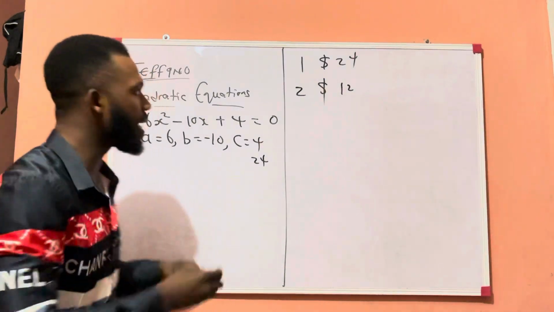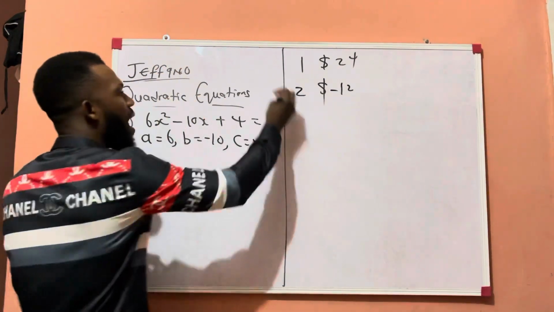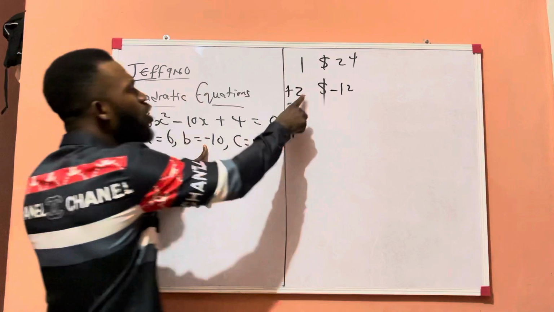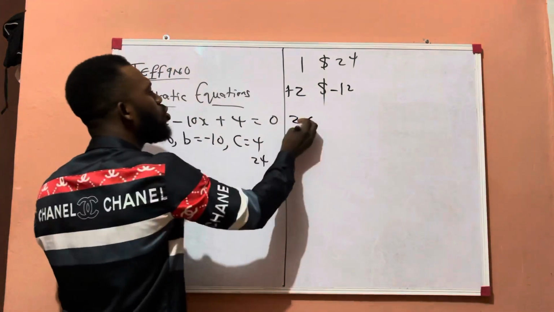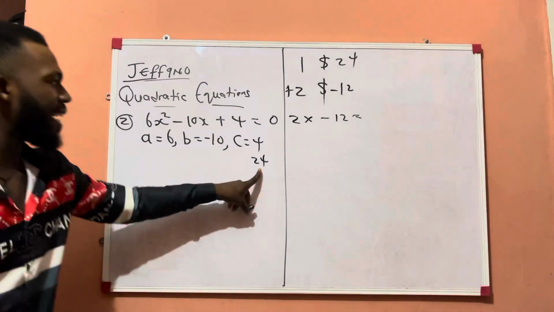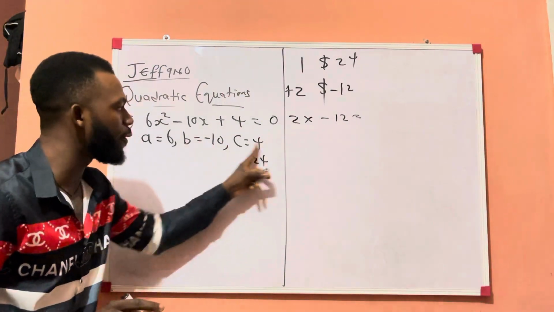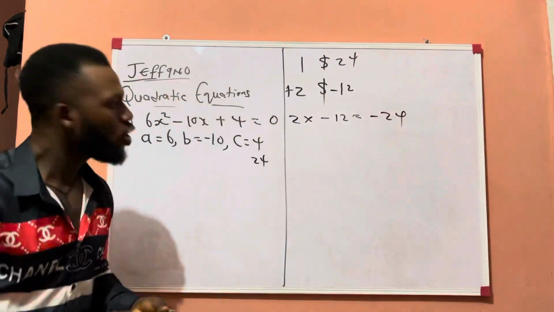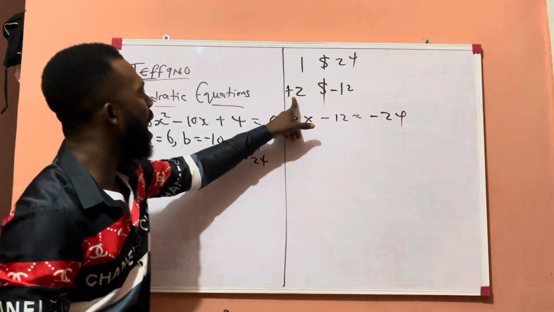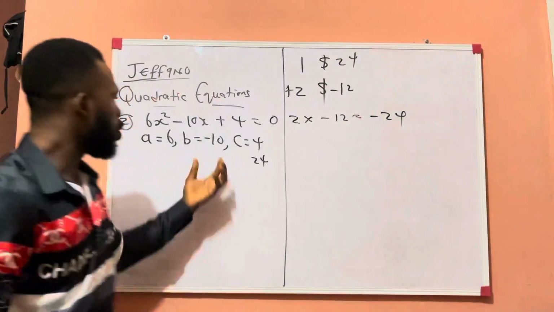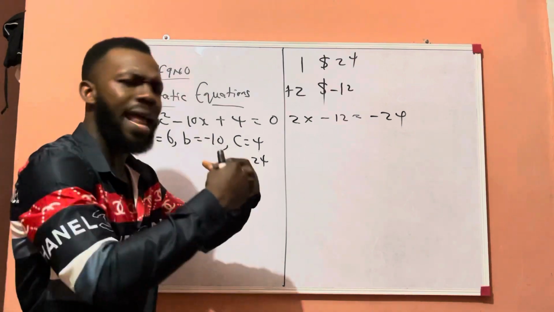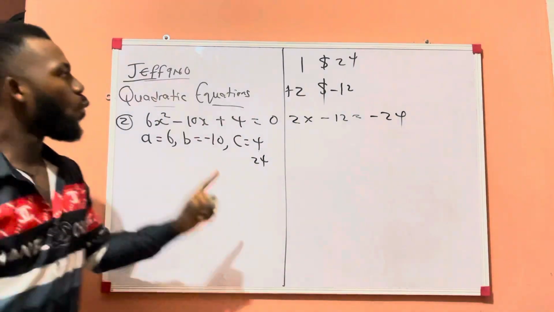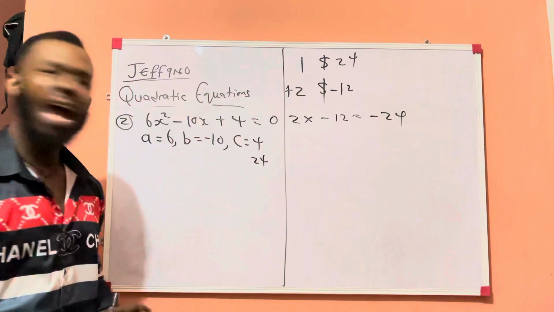For example, if 12 becomes negative and 2 becomes positive, when you add, you are going to get minus 10. But when you multiply 2 times minus 12, it will not give us a positive 24. It will give us minus 24. So although adding 2 and minus 12 gives minus 10, multiplying does not give 24. So we are not going to use 2 and minus 12.